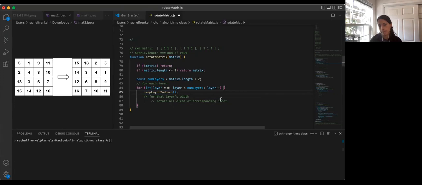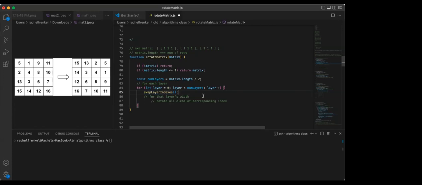Okay. So if this function already existed, we would be done. For each layer, go and swap all of the indexes in that layer. Make sense? Yep. Riku, Javier? That takes care of the outermost layer.